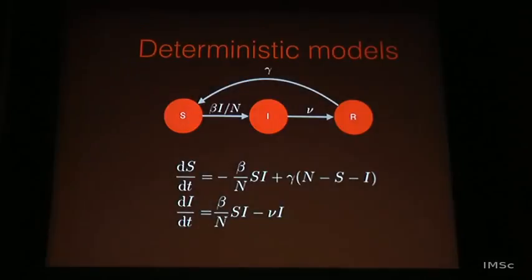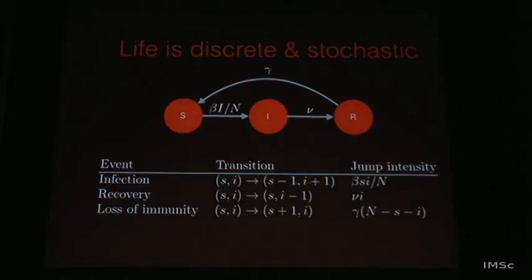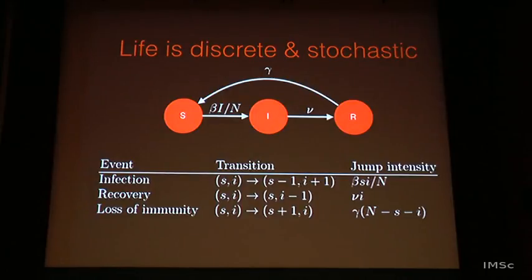Anyway, that was deterministic models. And for the SIRS model, you get this kind of deterministic trajectory. For one theta, so theta is one set of parameters, you get exactly one trajectory, x. So in the rest of the talk, when I talk about parameters, I call it theta, and when I talk about trajectories or state space, I call it x. This continuous trajectory is quite convenient to simulate, it's fast. But the thing is that life is discrete and stochastic.